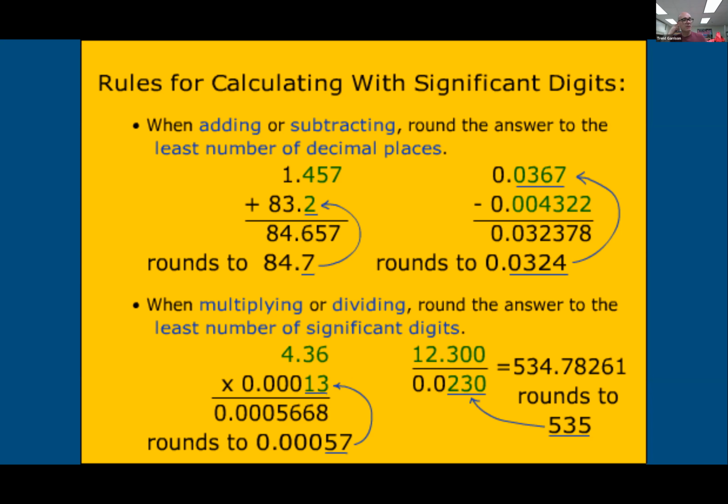So if you notice in this first example, 83.2 only has one significant figure after the decimal. 1.457 has three significant figures after the decimal. We can only use the one significant figure after the decimal. So my answer can only have one significant figure after the decimal. So that 84.657 rounds to 84.7.